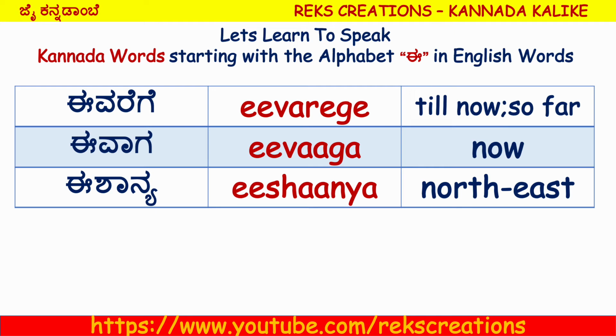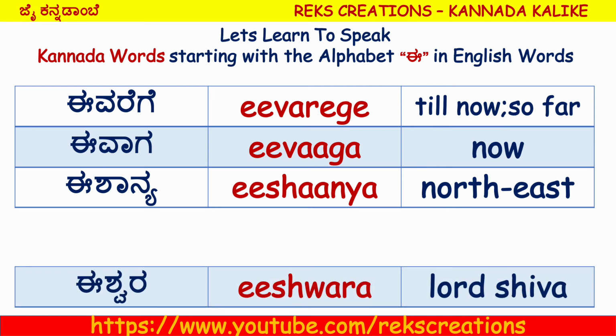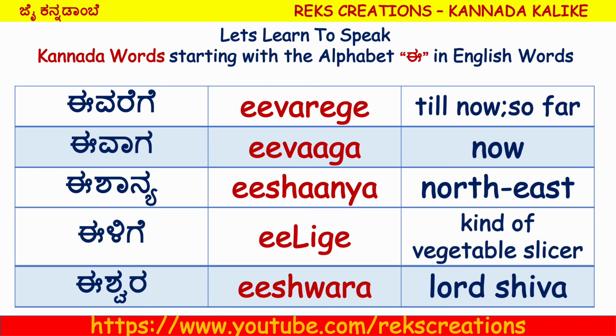Ishanya. Northeast. Ishvara. Lord Shiva. Ilige. Cutter or kind of vegetable slicer.